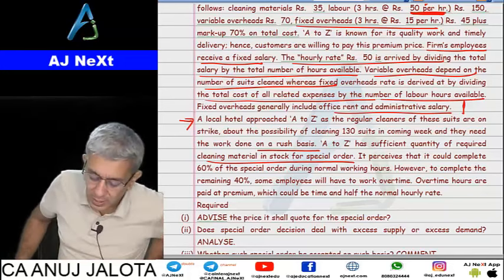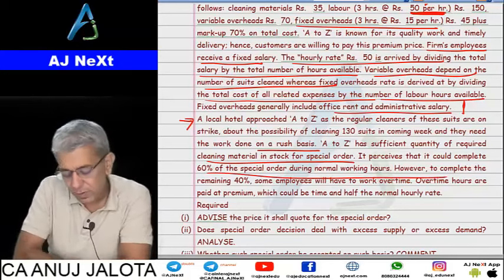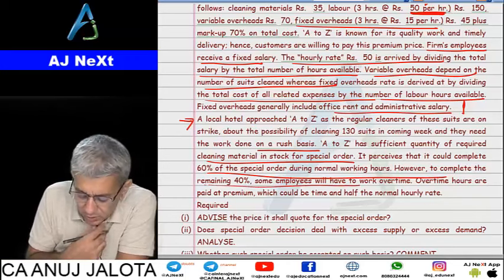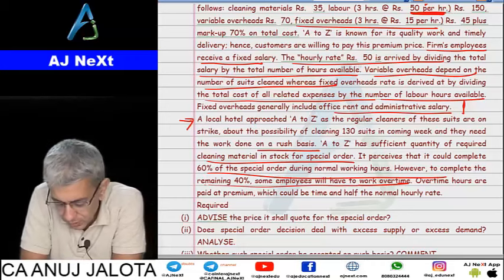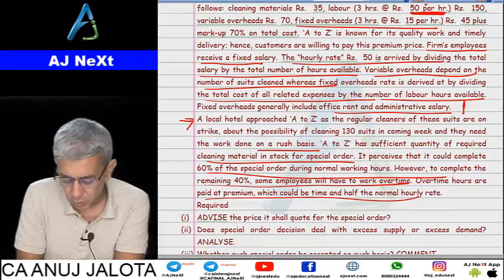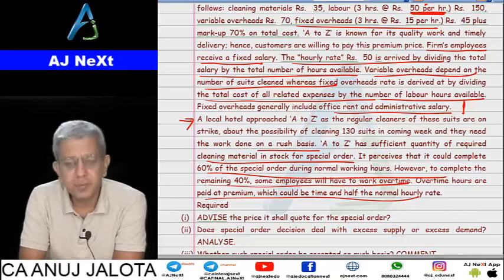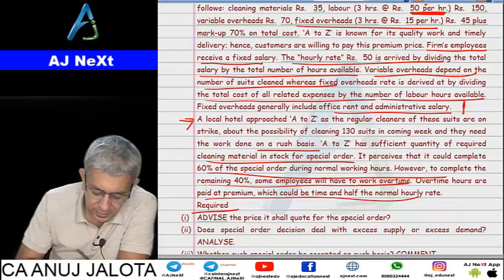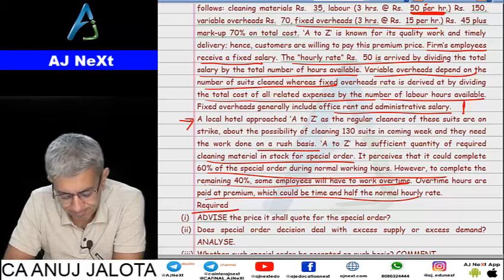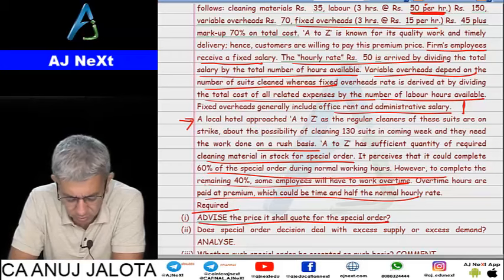Further, it perceives that it could complete 60% of the special order during the normal working hours. However, to complete the remaining 40%, some employees will have to work overtime. Overtime hours are paid at a premium, which could normally be time and a half of the normal hourly rate. Required: advise the price it should quote for the special order.